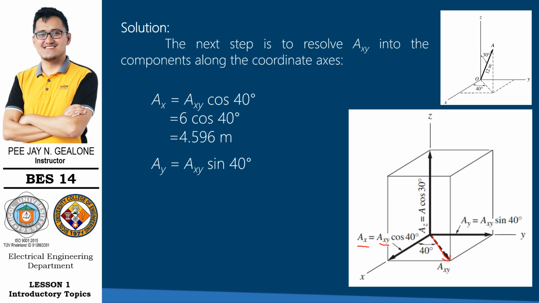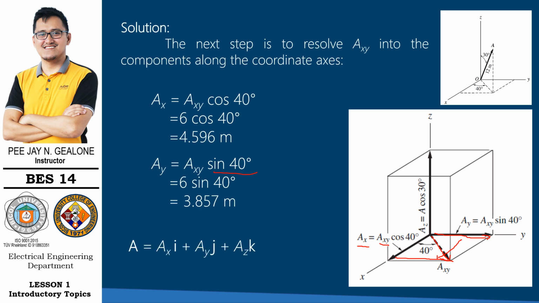In the same manner, masusolve natin si AY. Pero this time, sine ang gagamitin natin. Why? Because nandito siya. Kung ipoproject siya natin dito sa position na ito, ayan na siya. So, ibig sabihin, opposite siya ng 40 degrees. Kaya, sine 40 degrees. Ayan. So, na-solve natin ngayon ang AZ, AX, and AY.